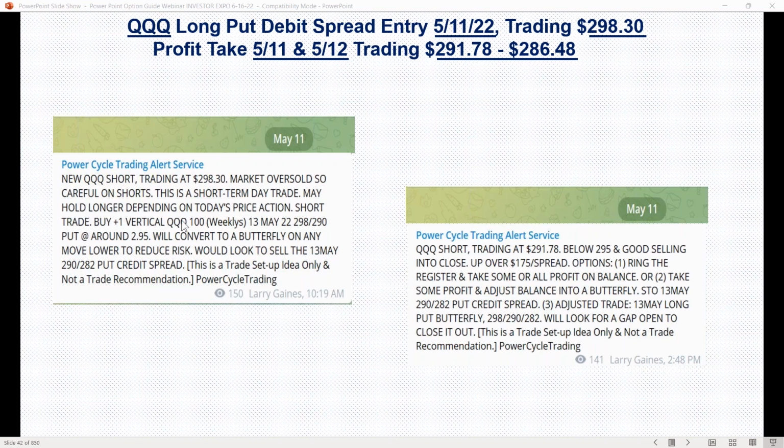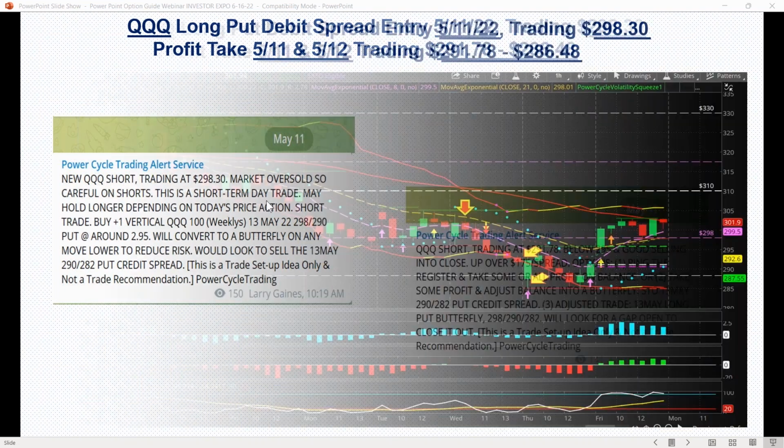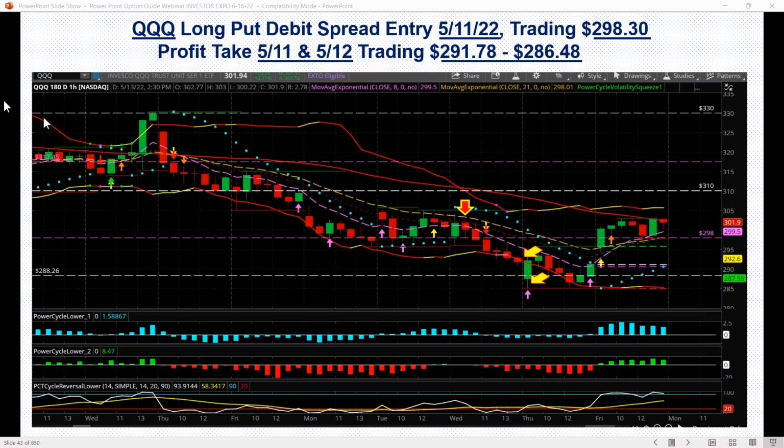Short trade buy, and it says here what to buy: the 13 May 298, 290 put at around 295, will convert to a butterfly. See here, this is where we're going to adjust this to a butterfly on any move lower to reduce our risk. Okay, so that was the initial alert sent out. It was trading right here, just to back into what it looked like at the time.